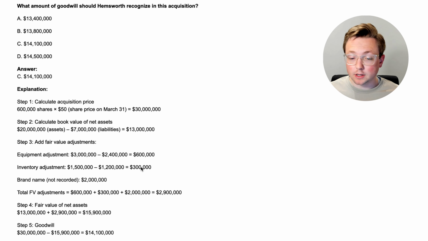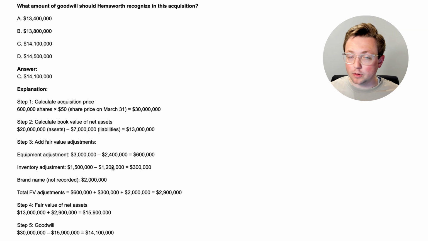So that's a $300,000 adjustment. And again, we're adjusting these both up to their fair values to make it so that the net assets are what they're supposed to be as far as fair value when it comes to this acquisition. And then the brand name was an intangible asset that hadn't been recorded, and so they're going to record it now. So the fair value for that was $2 million. So they're adding all of these things up. These are the total fair value adjustments. So $600,000 plus $300,000 plus $2 million, that's $2,900,000.